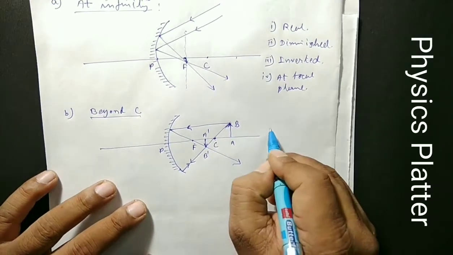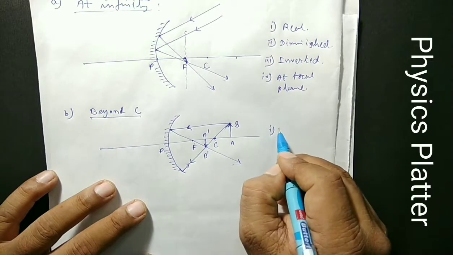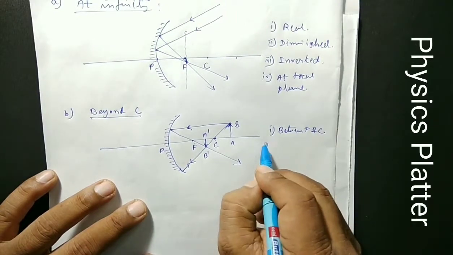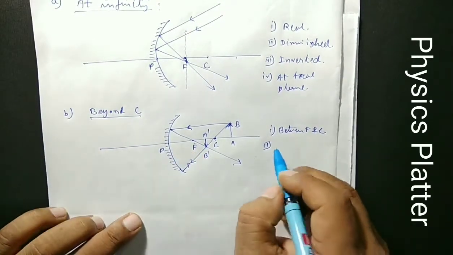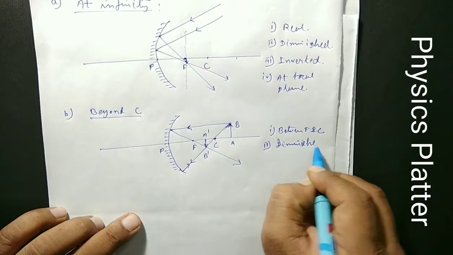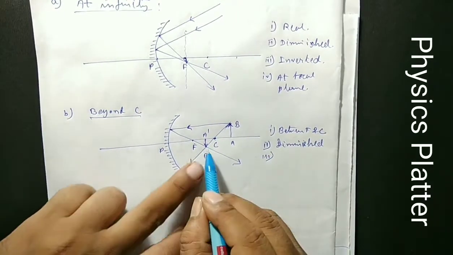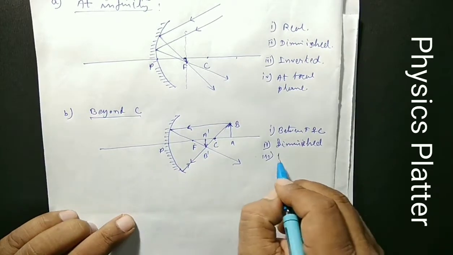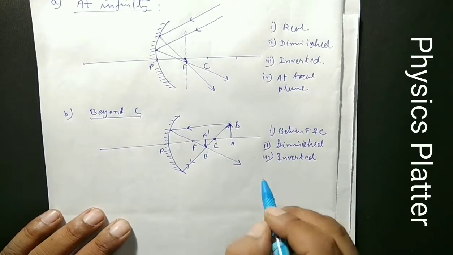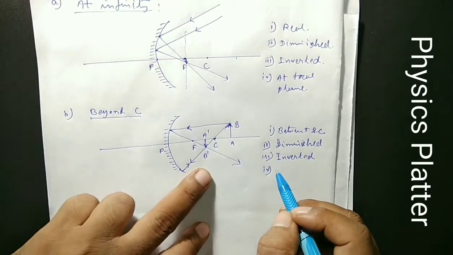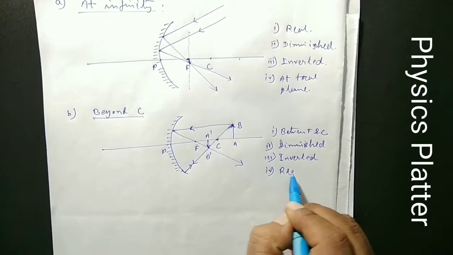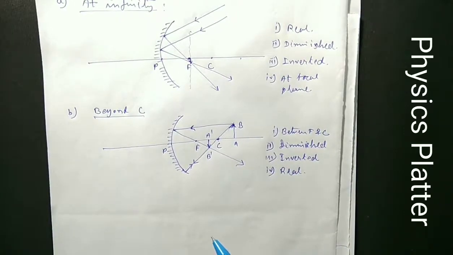So what are the properties of this image? First of all, it's between F and C. Secondly, it is diminished again because it is smaller. Thirdly, it is again inverted or upside down, right? It is inverted or upside down. And then fourthly, it is real. It is also real.